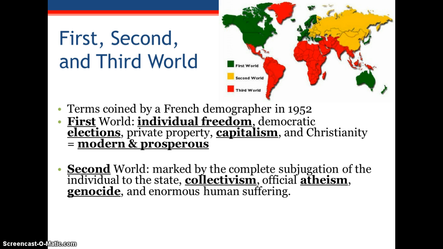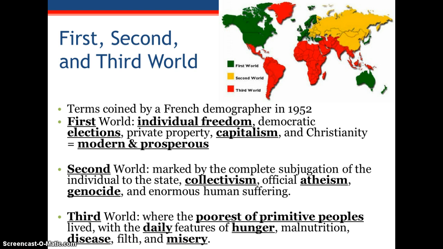The second world is marked by the complete subjugation of the individual to the state. That means you give yourself over to the state and you are working for the good of the state. That's that collectivism ideology. They also had official atheism. Some of them had instances of genocide and enormous human suffering. So these are places like the USSR, Eastern Europe, and China.